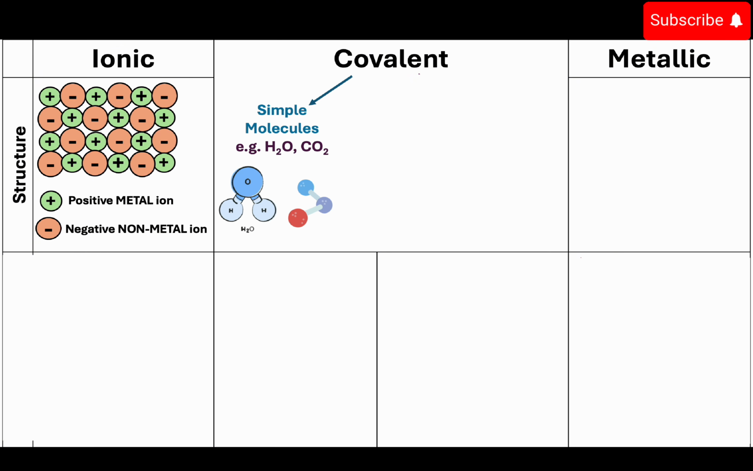Covalent compounds, there's two types. The first one is called simple molecules. And as the name suggests, simple, they're just made up of a few atoms. Examples are water and carbon dioxide.